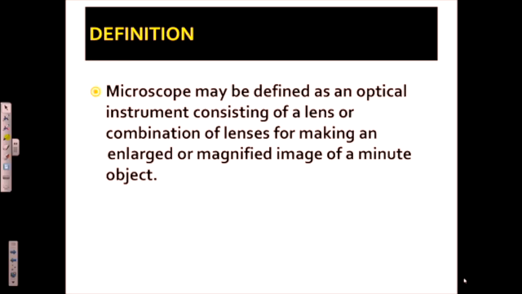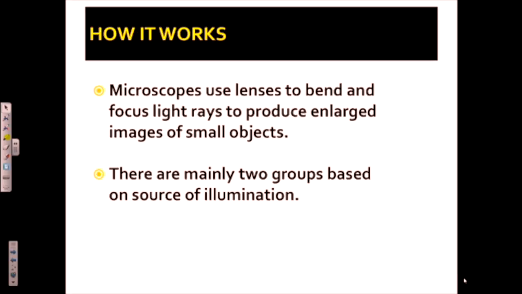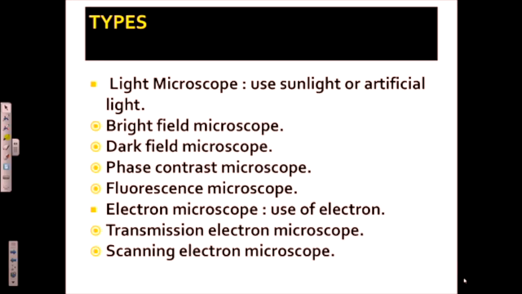It is an optical instrument, as I have already said. It consists of a lens, or a combination of lenses, for making an enlarged or magnified image of a minute object. A microscope uses lenses to bend and focus light rays to produce an enlarged image of small objects. There are mainly 2 groups based on the type of illumination used: light and electron microscopes. A light microscope uses sunlight or artificial light to see the objects. Under light microscopes we have bright field, dark field, phase contrast, and fluorescence. These are the 4 basic kinds of light microscope.